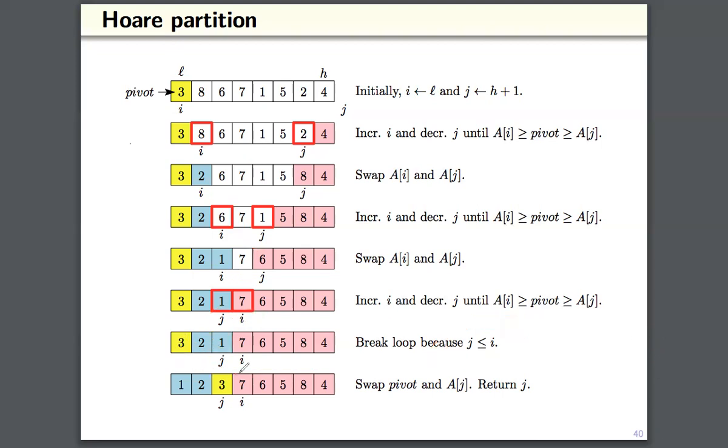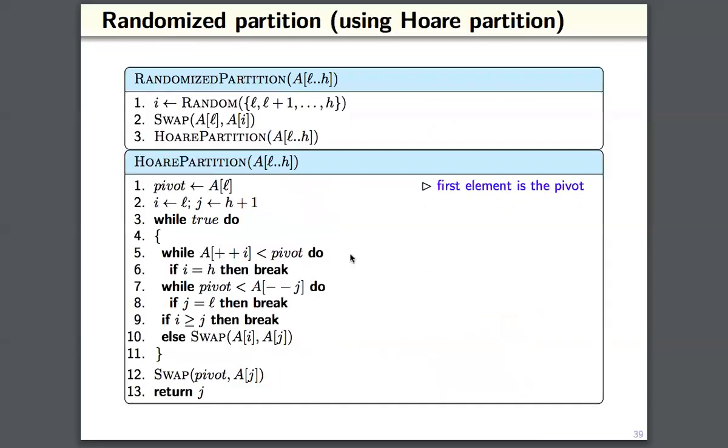Okay, so let's quickly look at the code. Right, while true. So what is the meaning of this? Keep incrementing I while A of I is less than pivot. So A of I is less than pivot. If it is less than pivot, so this is A of I, right? A of I is less than pivot. Keep incrementing I. Similarly, if I is equal to H, you break. Of course, if you hit the right dead end, you have to break.